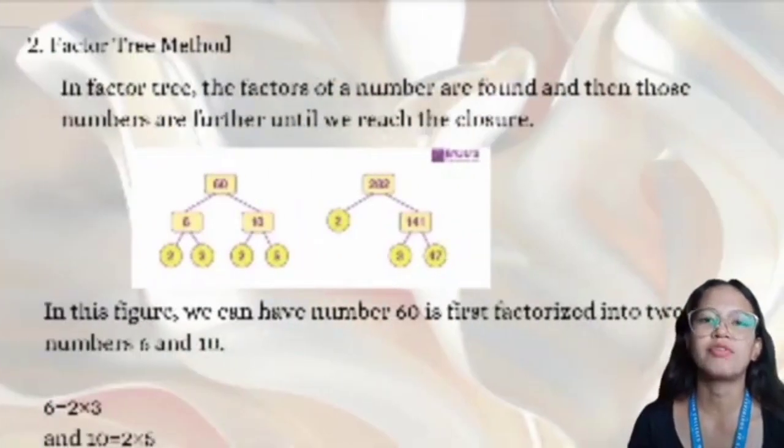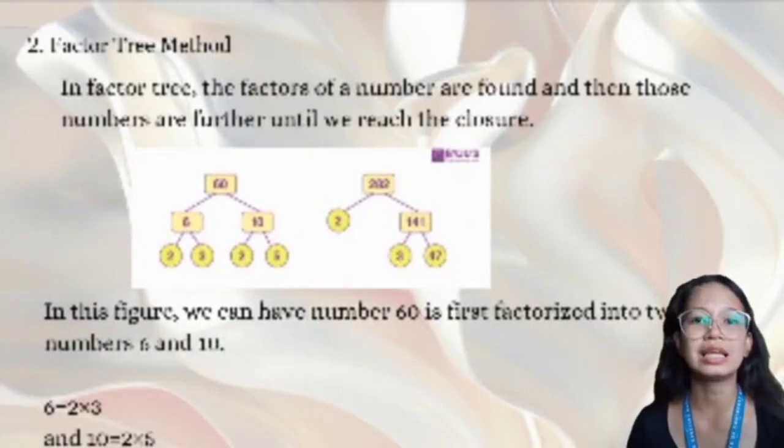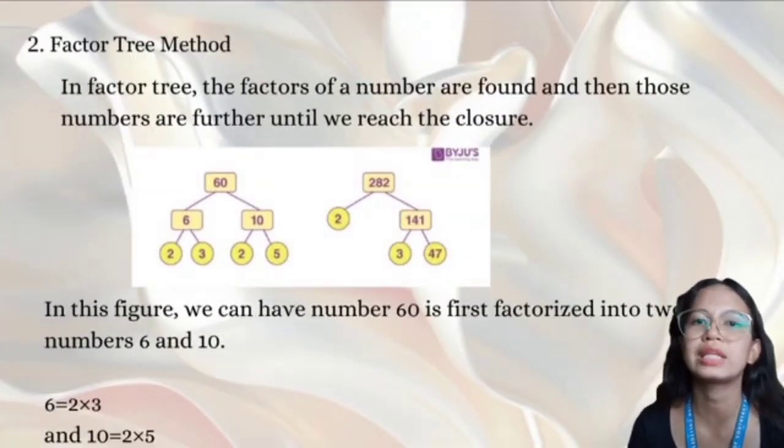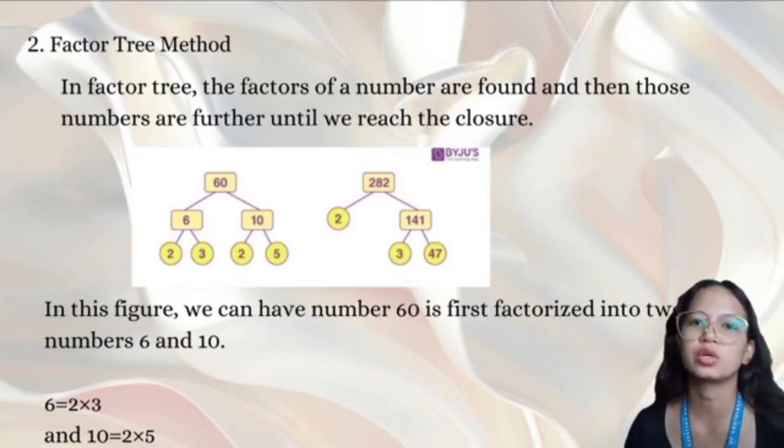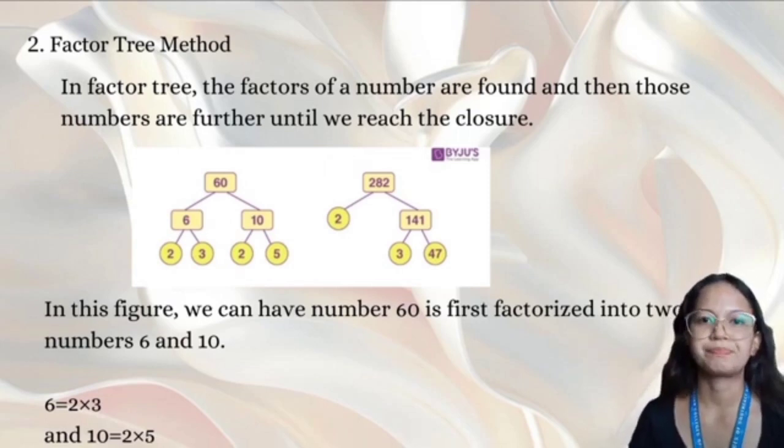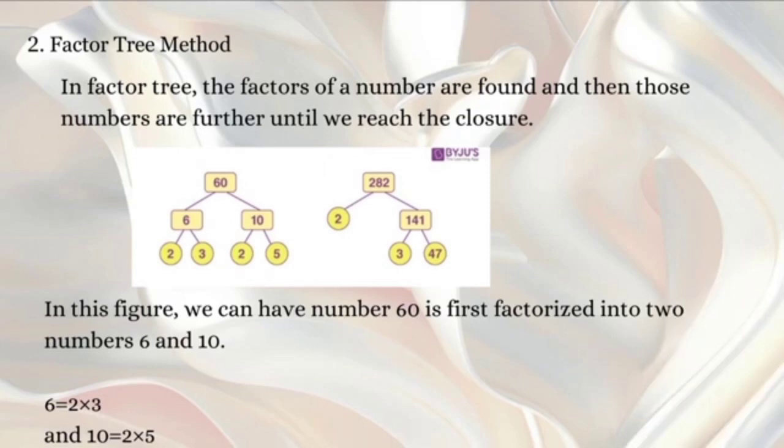Second is the factor tree method. In a factor tree, the factors of a number are found and then those numbers are further factorized until we reach the closure. In this figure, number 60 is first factorized into two numbers, 6 and 10. Again, 6 and 10 are factorized to get their prime factors, such that 6 equals 2 times 3 and 10 is equal to 2 times 5.